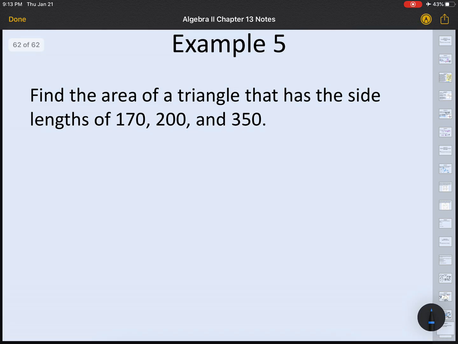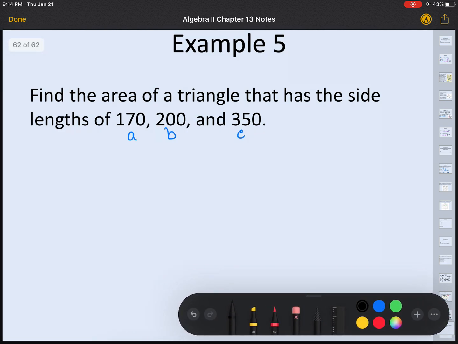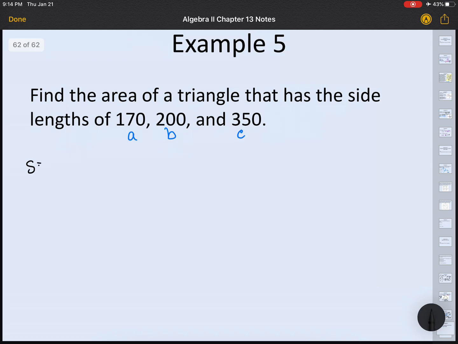So let's just call these side lengths A, B, and C. Because first, what we need to know is that S value. And that formula was 1/2. Then we added up A, B, and C. Okay. So I'm taking 1/2 and adding 170 plus 200 and 350.